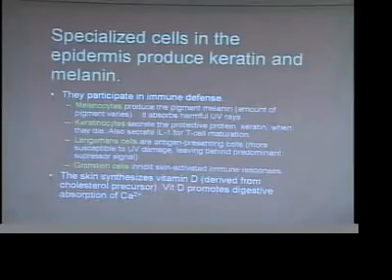Also, the skin synthesizes vitamin D. It's derived from a cholesterol precursor.